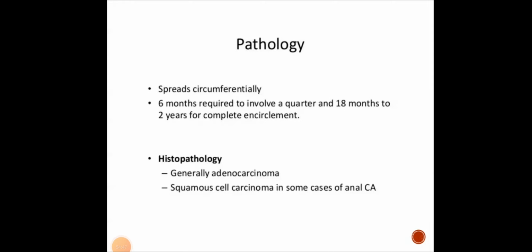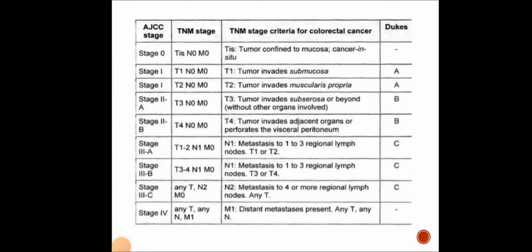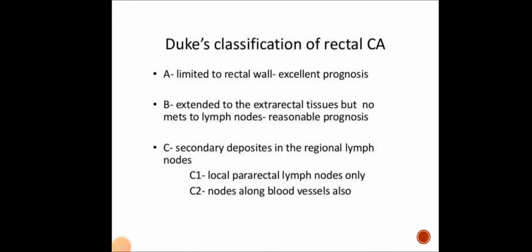Then next is about the staging. Staging of carcinoma, two types of clinical staging are there: Duke's classification and TNM system. Duke's classification: stage A, B, and C. A means limited to rectal wall. B extended beyond rectal wall, but there is no involvement of regional lymph nodes. Then C, growth has extended beyond the rectal wall, and lymph nodes, regional lymph nodes are also involved.